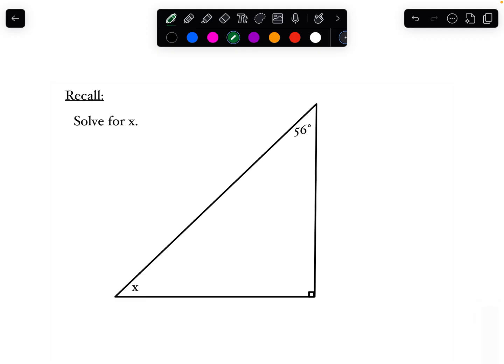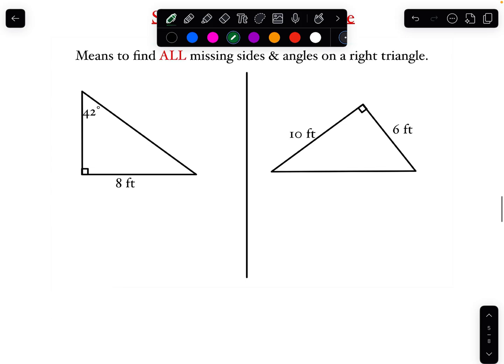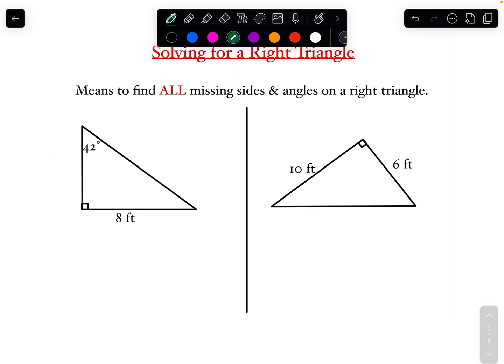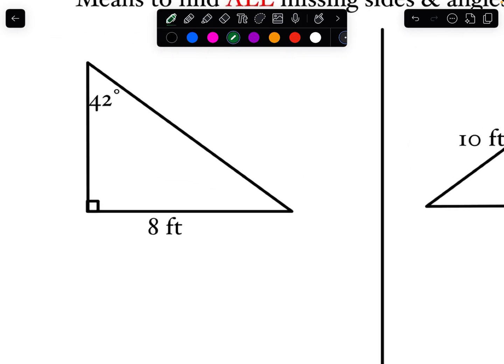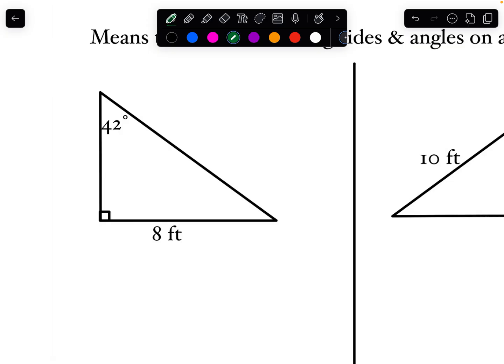This one, solving for an angle when we already know two of the angles. We know the whole triangle needs to add to 180. So if I just do 180, take away 90, take away 56, I would get that that last angle is 34 degrees. So using those, we are going to find all of the sides and all of the missing angles.